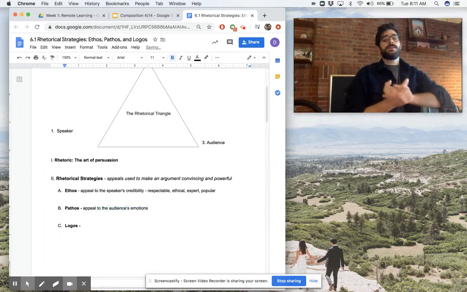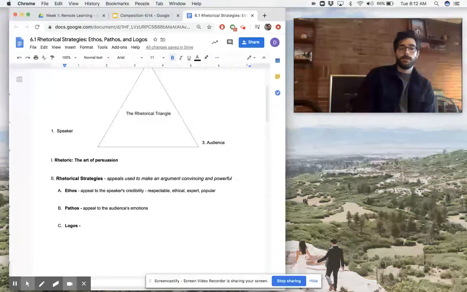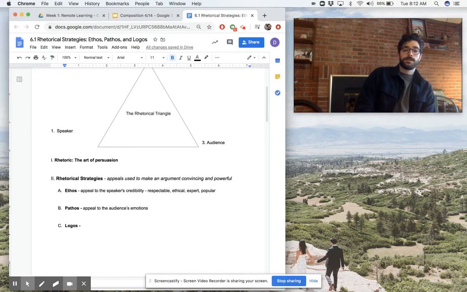If you're appealing to the audience's emotions, you're trying to make them feel a certain way. Maybe you want them to feel happy, sad, angry, loving. And by making them feel a certain way, you might be able to persuade them to believe what you want and to do what you want.